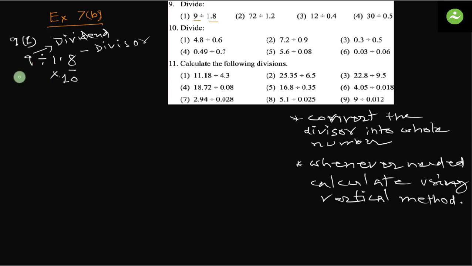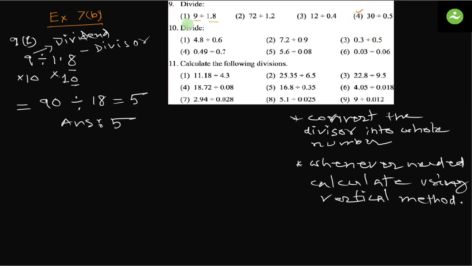So we multiply 9 by 10. The change is the dividend is now 90 and the divisor is, the decimal point moves one digit because there is one 0. So this divisor will be 18. Do we need to calculate it vertically? I said whenever needed. So I don't think we need to, because we know 5 into 18 is 90. So it equals 5. The answer is 5.